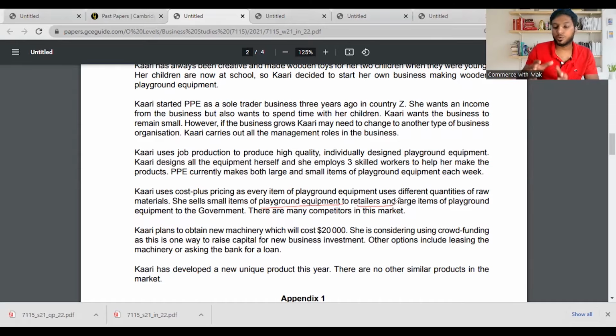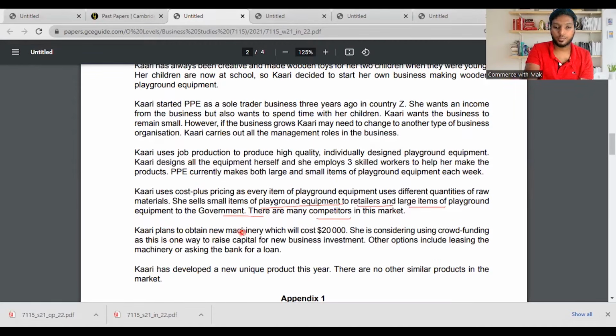So retailers are the people who sell the product to direct end consumers. Wholesalers take the products and give a bulk discount. But retailers don't do that. They just purchase from you and sell to the customers directly. And the second market, the large items, they're selling to the government. They're also saying there are many competitors in the market. You need to know that point. There are a lot of competitors, so you should be very careful. You can't just charge prices as you think.